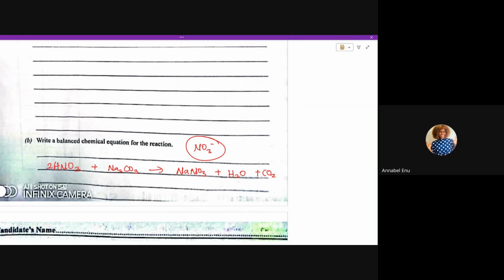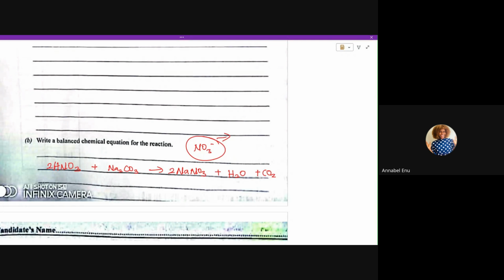So we don't have to be saying N is 1 in the reactant and N is 1 in the product. Oxygen is this in the reactant. So we are treating them together. So they're acting as a single unit. So NO3 in the reactant is 2, and NO3 in the product is 1. We have to make the product also 2. So put down 2 here.